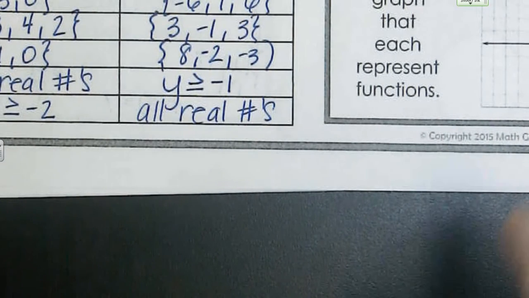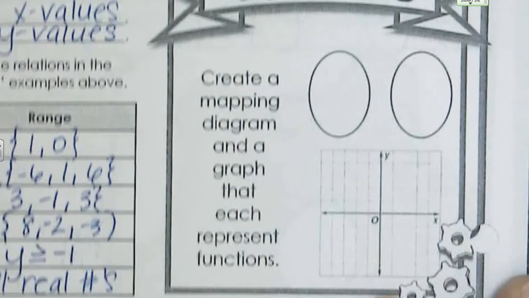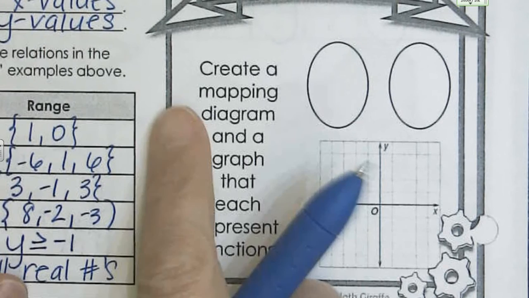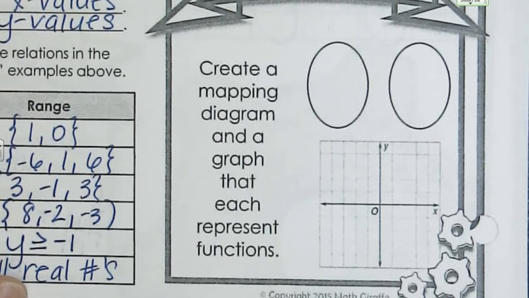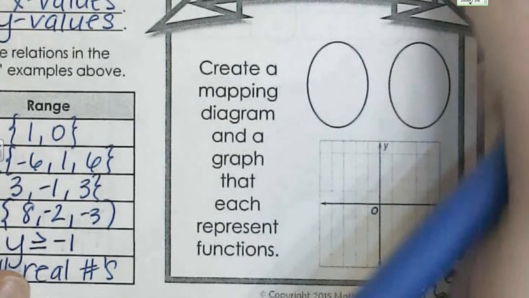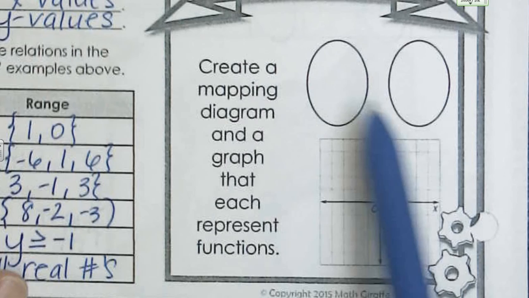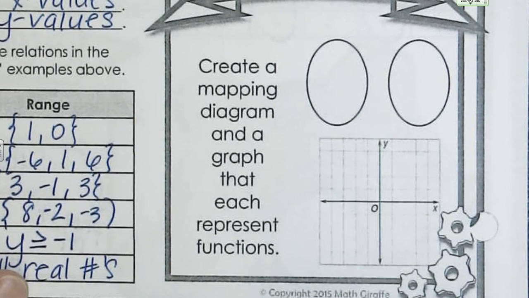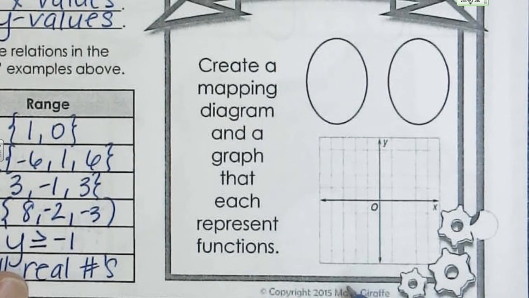All right, so if you have time, you can go ahead and do the try it. Basically, you're going to create a mapping diagram and a graph that each represent functions. So just make sure that they are truly a function, using everything that we learned up here at the top as far as how we identify a function. If you want to add some colors around here while you wait, that's totally fine too.